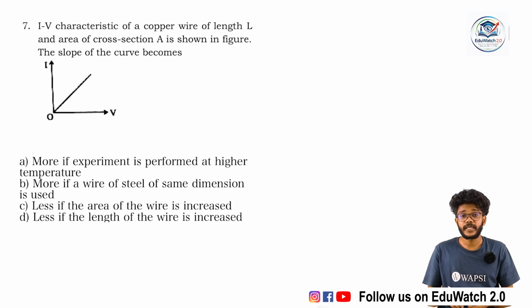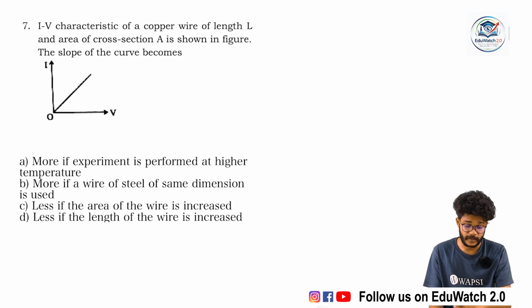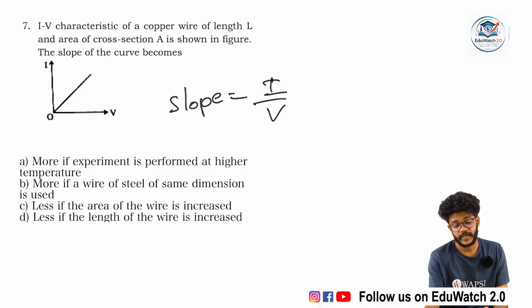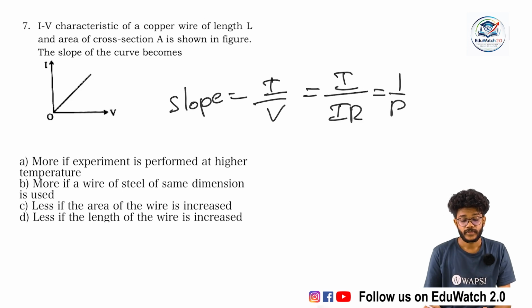Actually we have to find what is the slope of this graph. What is slope? Slope is defined as change in y by change in x, dy by dx. In the y axis it is current, so slope is equal to I by V, and V is equal to IR, so I by IR, which is equal to 1 by R. So actually slope is nothing but the inverse of resistance.